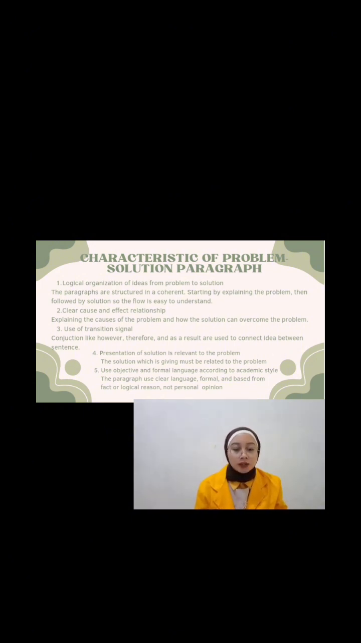Third, use transition signals, of course. In a problem solution paragraph we have transition signals like however, therefore, as a result to connect ideas between sentences. And fourth, presentation of the solution is relevant to the problem, make a solution which is related with the problem. And then the last, use objective and formal language according to academic style.